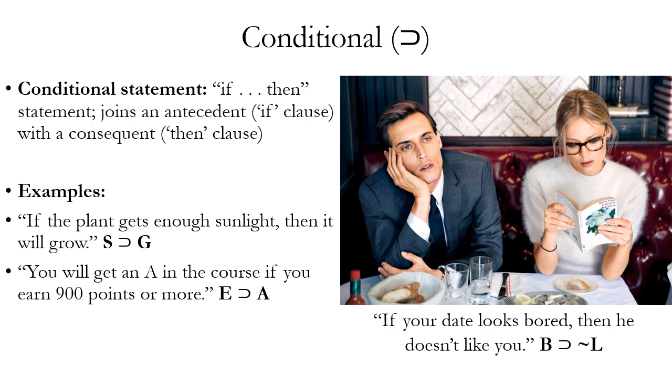Another example, if your date looks bored, then he doesn't like you. So in this case, it follows the usual ordering. We have the if clause first, the then clause after. So the capital letter B stands for your date looks bored. The capital letter L stands for he does like you. Because we have another logical concept in the consequent, the not for doesn't, we have to add a tilde there.